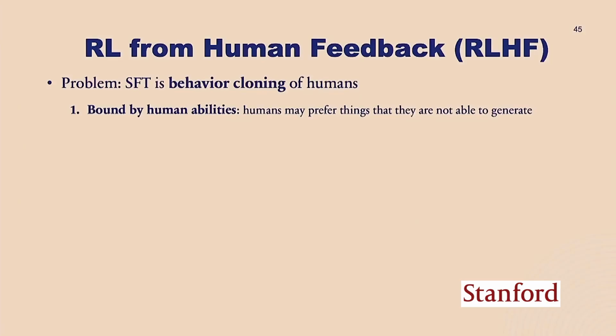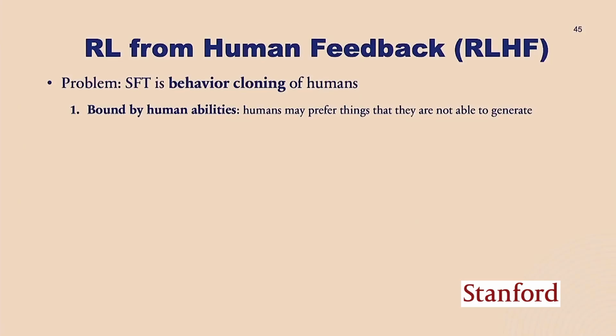Okay, second step or second part of this post-training is what we call reinforcement learning from human feedback, or RLHF. Some of you might have heard of that. The idea is that SFT has a problem, namely that you do behavioral cloning, which means that you just try to clone what the humans would say. And that has many issues. One of them is that you're bound by human abilities.